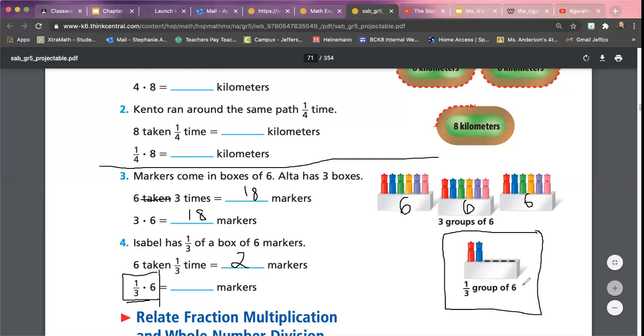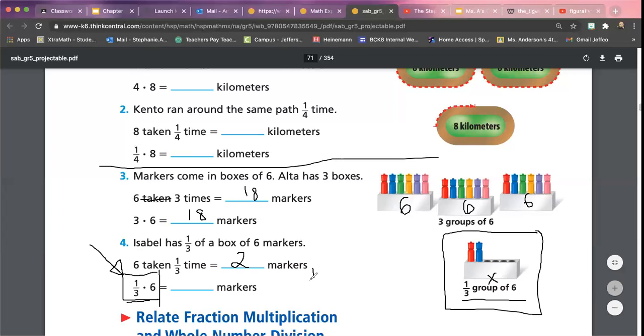So we know if you have a fraction of something, guys, you have less than a whole, right? She doesn't have a whole box of markers. We know she has less than 6 markers because she doesn't have a whole, she's a fraction of that whole. And so like we said, you can look at this multiplication and think of it as division, right? 1/3 of 6. Or 1/3 groups of 6, like it says right here. Because remember that we think of the multiplication sign as groups of. She's 1/3 of a group. She doesn't have a whole group, she's 1/3 of it.